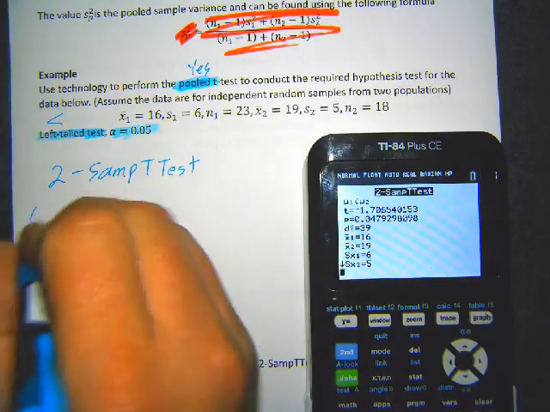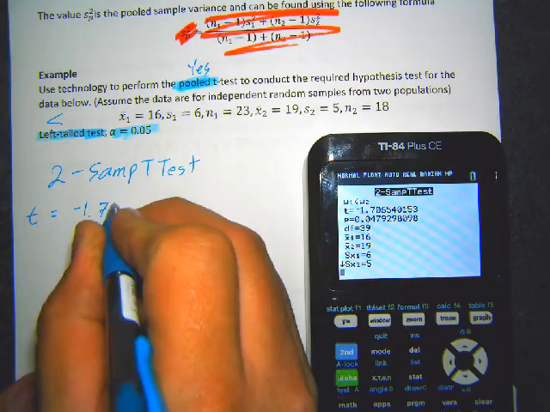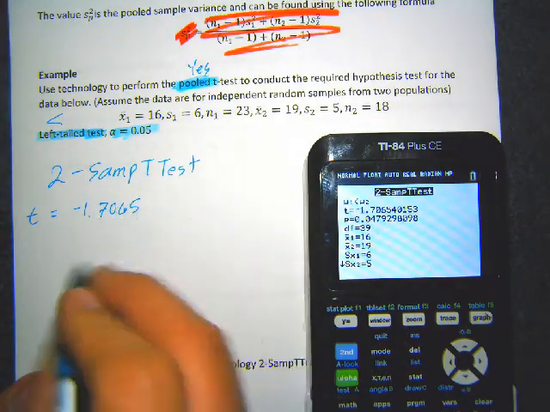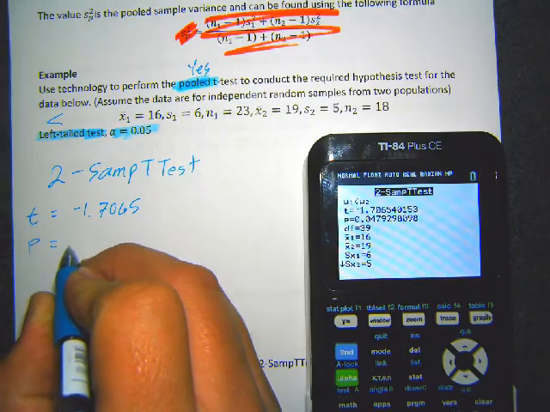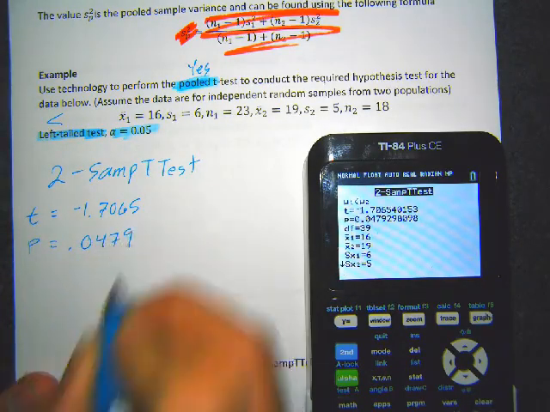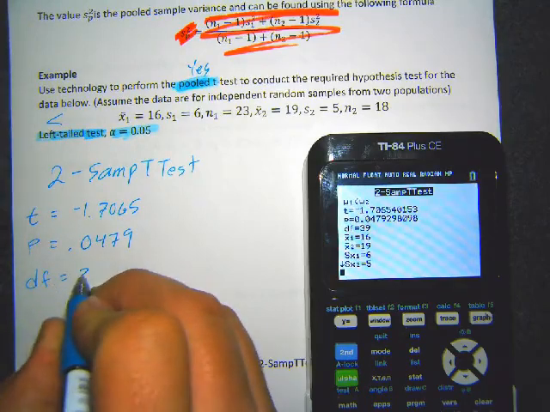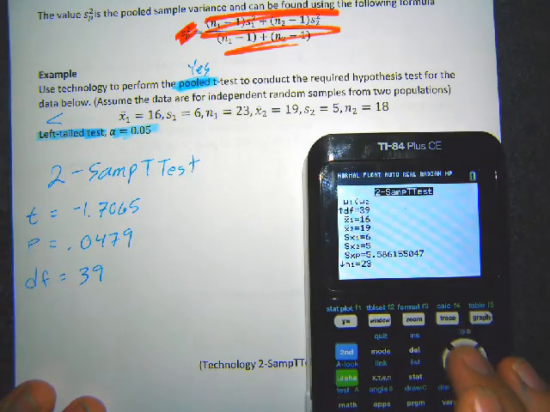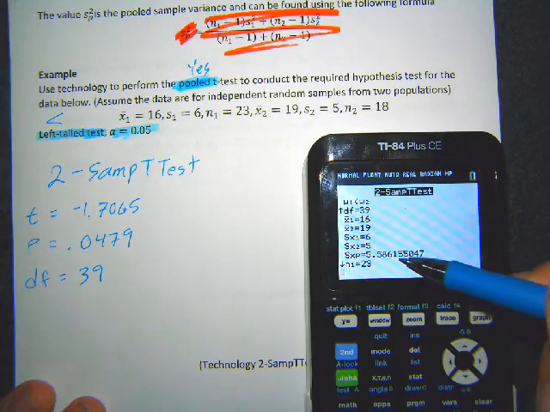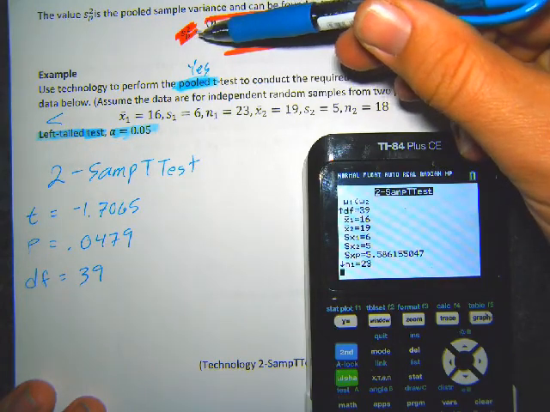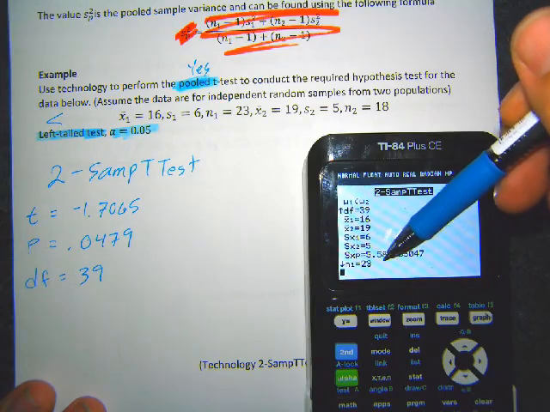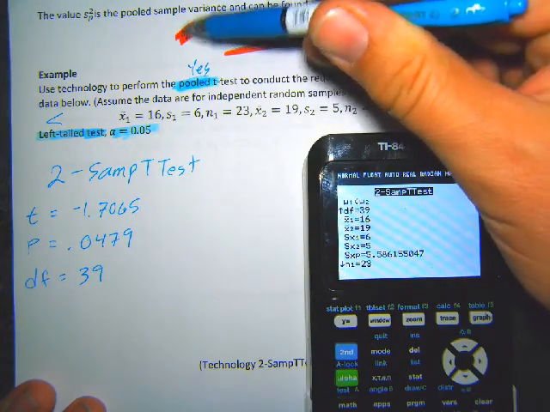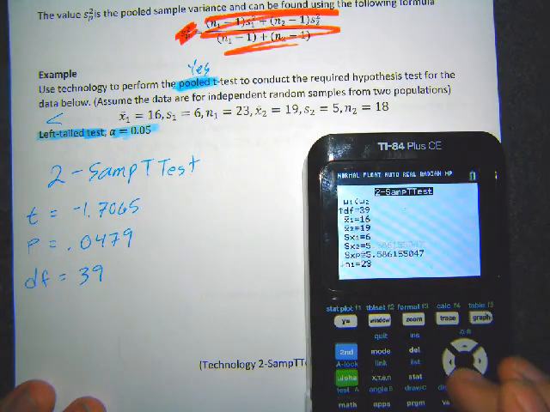This is the test statistic, 1.7065. The p-value is going to be 0.0479. It gives us the degrees of freedom, which is actually 39, pretty high degrees of freedom for that one. There you go, that's our information. And it actually does give you the pooled sample standard deviation. So that little Sp that we had up here, there's that pooled sample standard deviation. You'd have to square this one to get that, because this is the variance. But it gets to that information, so it's cool that they give that.